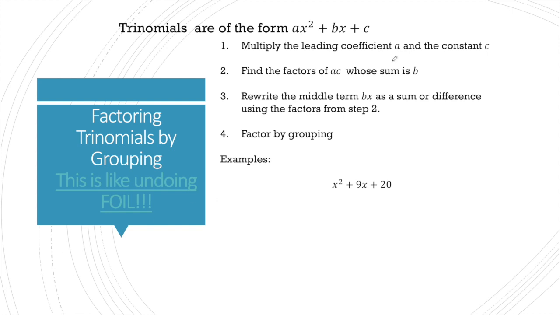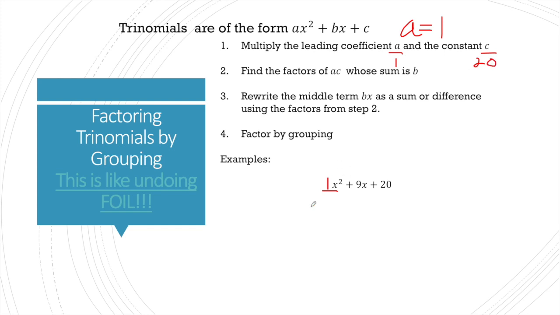All right, so today we are going to look at this second example, and this is a special case because our leading coefficient right here is going to be a 1, and that gives us a little bit of a shortcut. Now I'm going to go ahead and work this out the full way, and you can use the shortcut if you like. So the first thing I want to do is multiply my leading coefficient, a, by my constant, c. So in this case, a is 1, and c is 20.